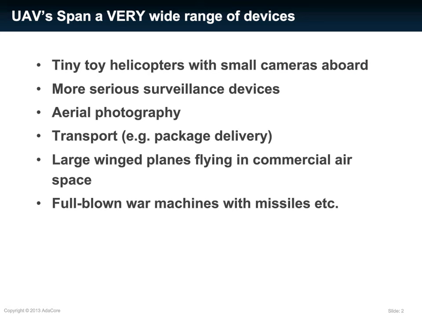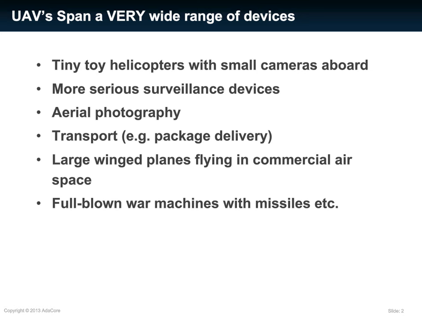You can buy tiny toy helicopters with small cameras aboard from Amazon. There's even a store just opened up in Las Vegas that sells nothing but drones. I think it's called the Drone Store or something like that. There are more serious surveillance devices that are used, for instance, for surveying purposes or for surveilling farmland. There are a number of applications where it appears that UAVs can enormously increase efficiency, all the way to true aerial photography.